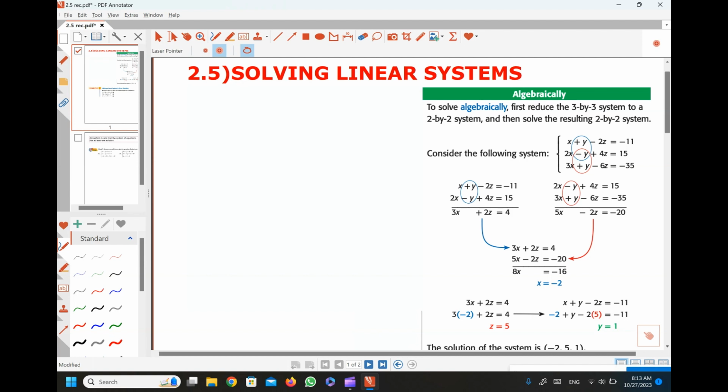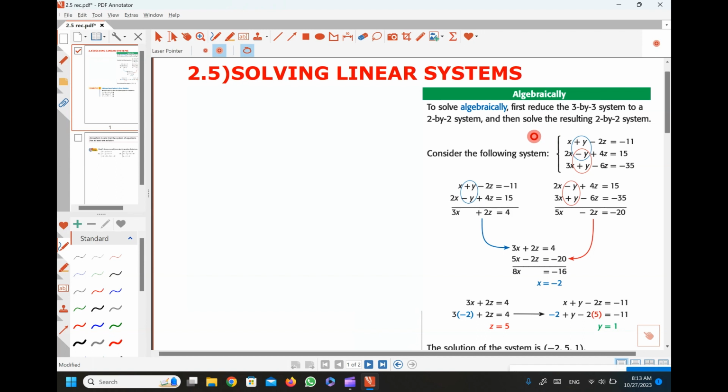So the methods that you used last year were elimination, substitution, and graphing, and this year we're going to just do the elimination method. The first thing we need to do to solve the system will be reducing a 3 by 3 system to a 2 by 2 system. And you know how to solve a 2 by 2 system. We just have one more extra step.